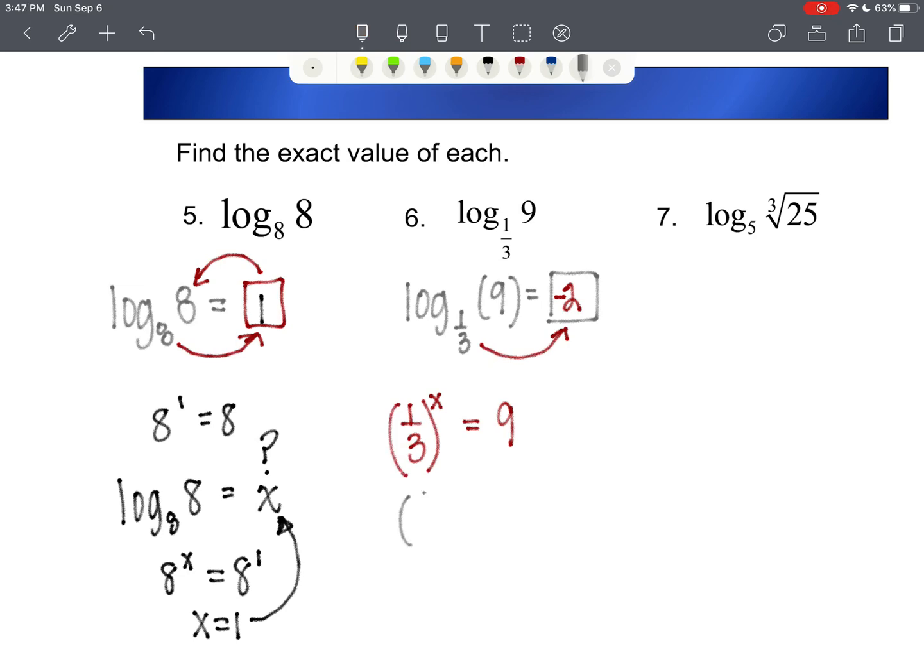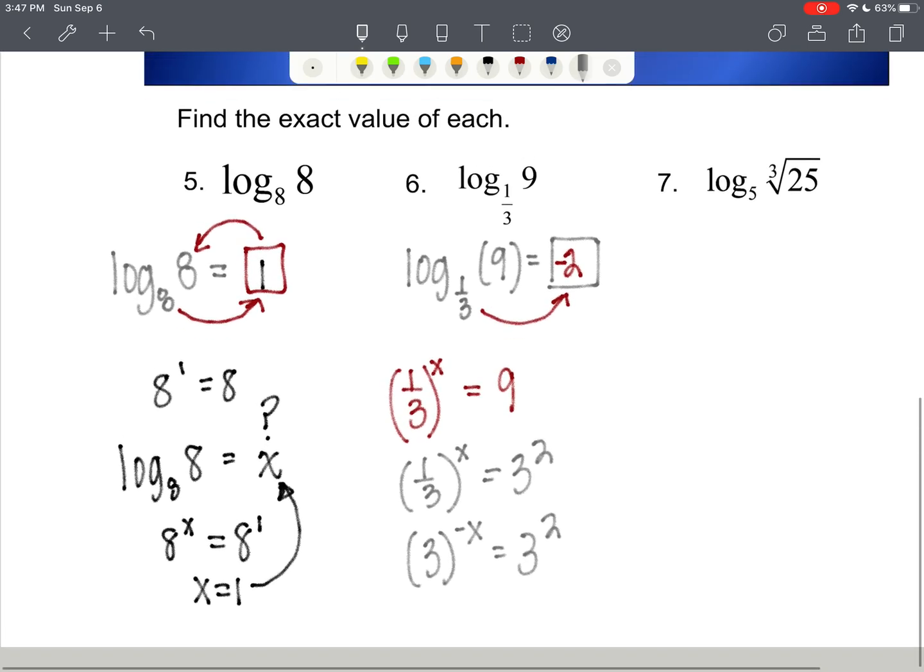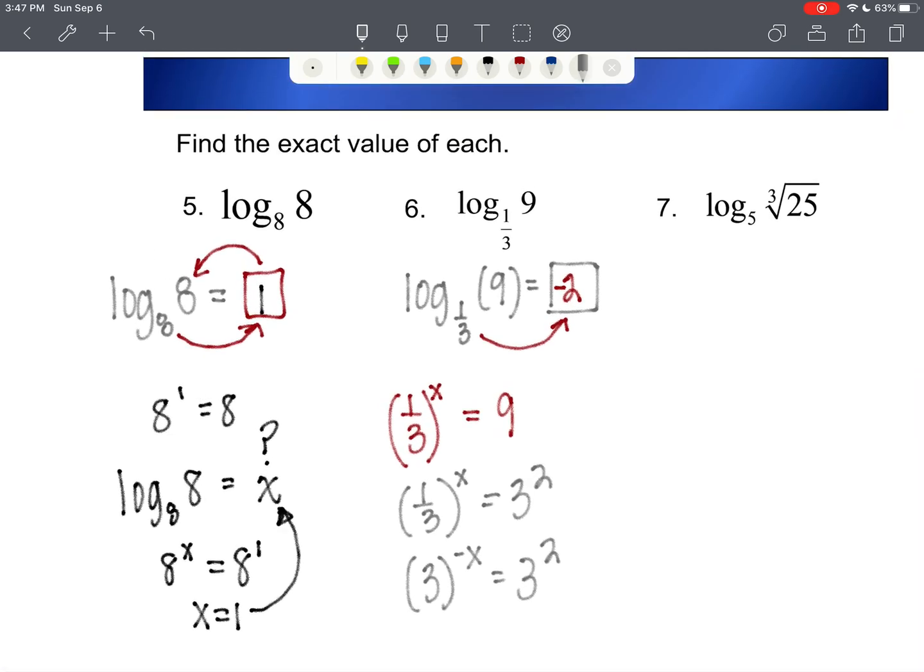And what we're going to do later on is we're going to do something like this. 1/3 raised to the x power is equal to 3 squared. This was kind of what I was going for in that other problem, and I was like, well, maybe that's going to confuse you a little bit. You get the same base, and then negative x equals 2, so x equals negative 2. And that's exactly what we got right there, negative 2.